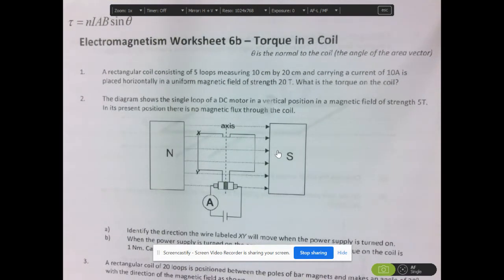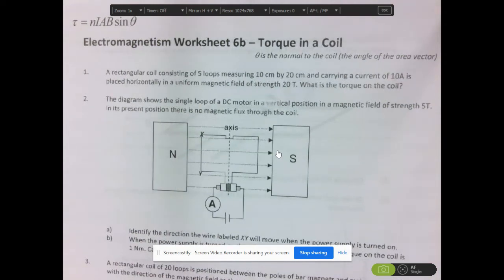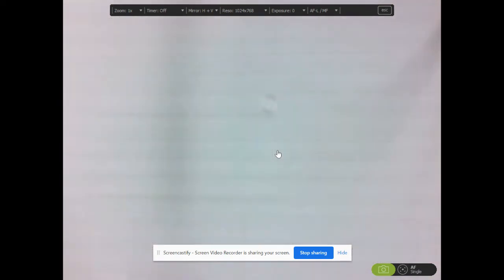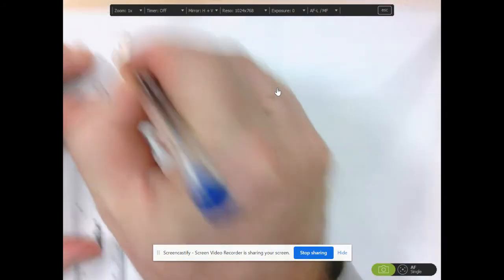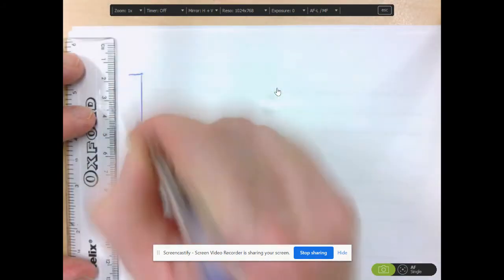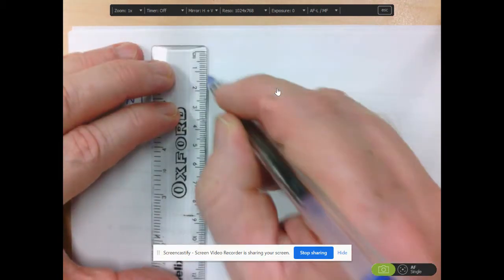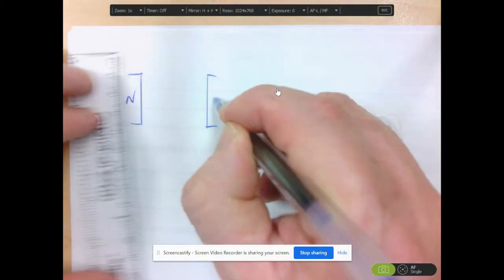So question 1: a rectangular coil consisting of 5 loops measuring 10 by 20 centimetres and carrying a current of 10 amps is placed horizontally in a uniform magnetic field of strength 20 Tesla. What's the torque? So this is a standard question. So let's have a look at drawing this. I'm just going to draw it side on here. So there's my north and my south. I'm just being arbitrary with those.